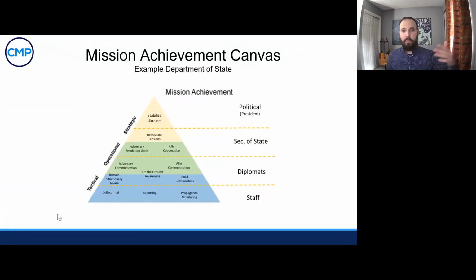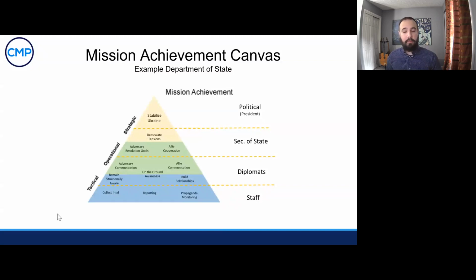The president is looking maybe 1 year, 2 years, 3 years, 5 years down the road at what stabilization for Ukraine looks like. The Secretary of State is still a pretty high-level individual, still in the United States, confirmed by the Senate, but they're moving down into more of the operational and a little bit more strategic. So operational things that are happening 6 months to a year down the road, and what those things look like. What are those activities that are unique to that individual to facilitate mission success for the president, which in this case, again, is to stabilize Ukraine?